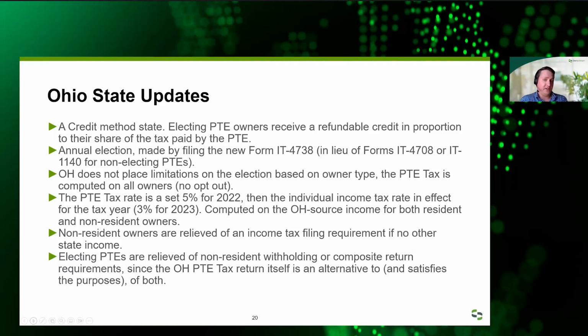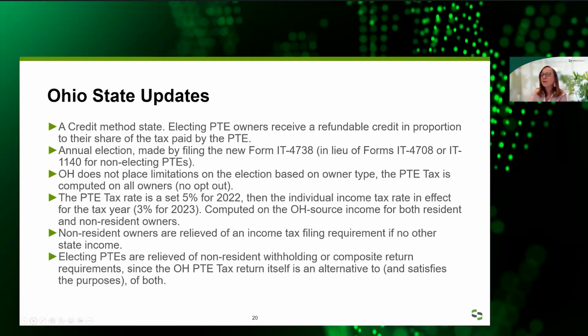So Ohio created a new form for this one, where previously you either had the IT 1140 withholding return for non-residents or the 4708 composite return. So this is like a new third option for the PT return. It looks pretty similar to the composite return, the 4708. Ohio doesn't place limitations based on the owner type. So if they make the election, the PT tax is going to be computed on all of the owners.